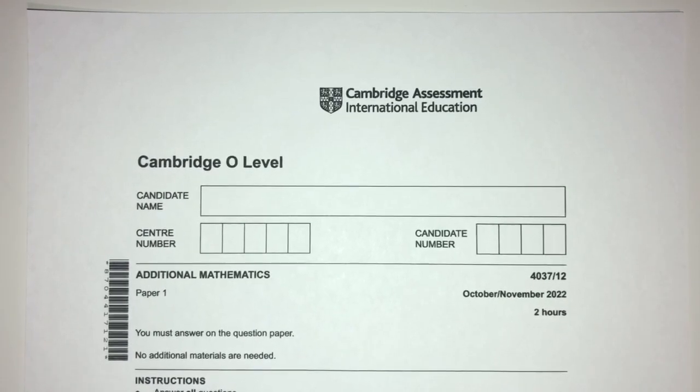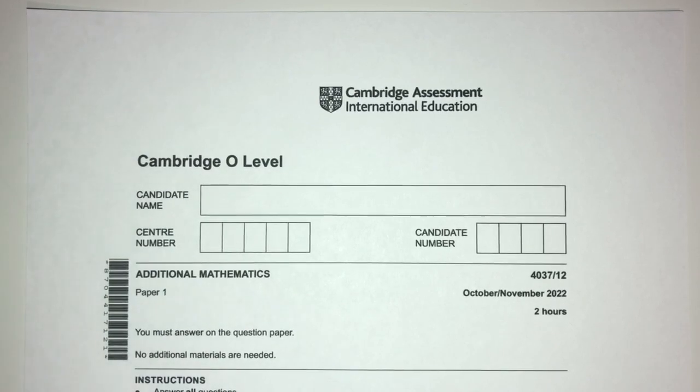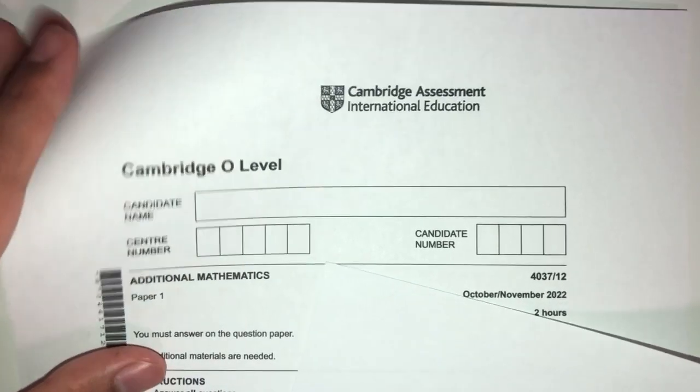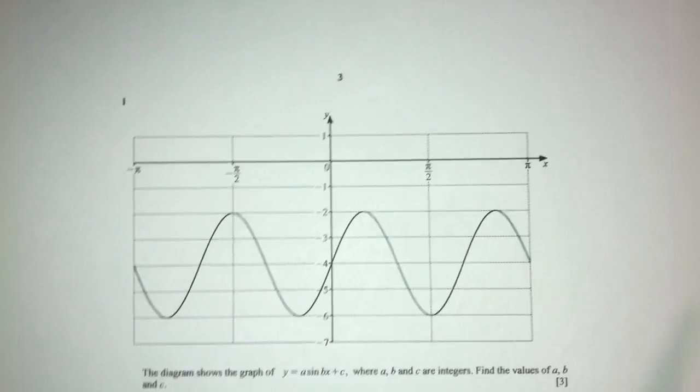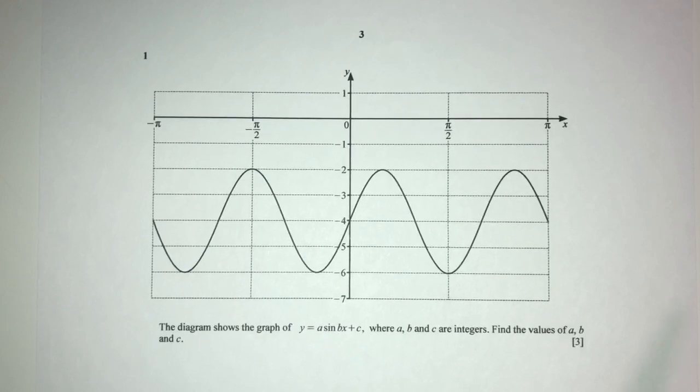This one is paper 1-2 of October-November 2022 for Add Math. Now with that being said, let's move on to your questions. Number 1. So here, what do we have? We have this graph.